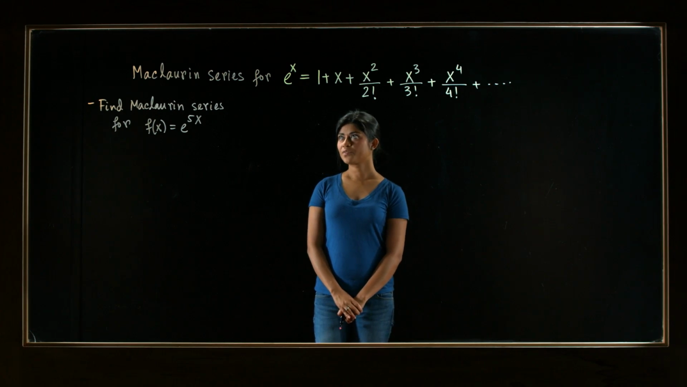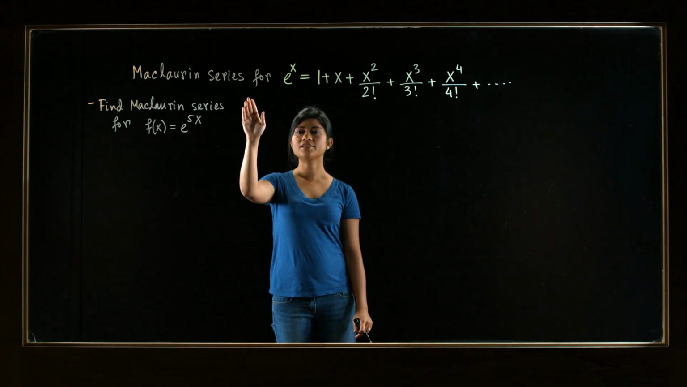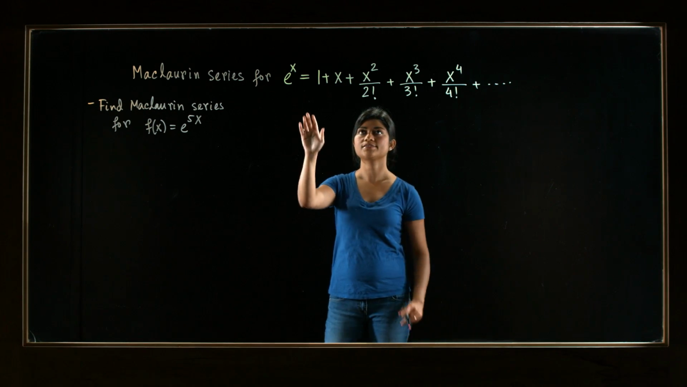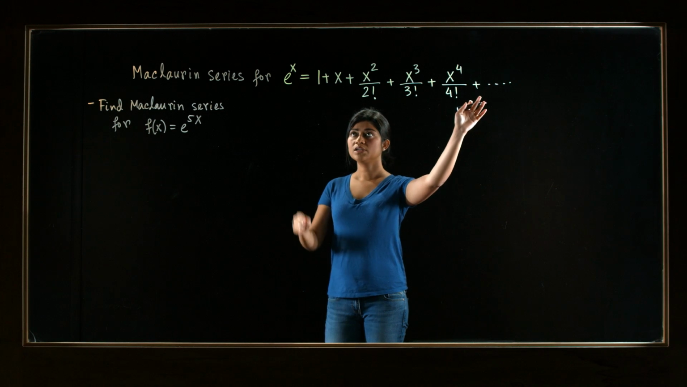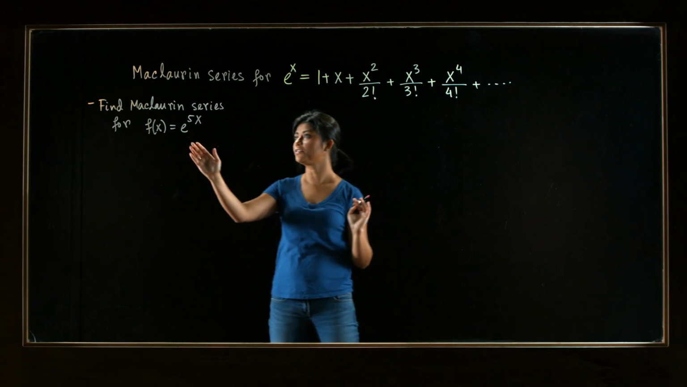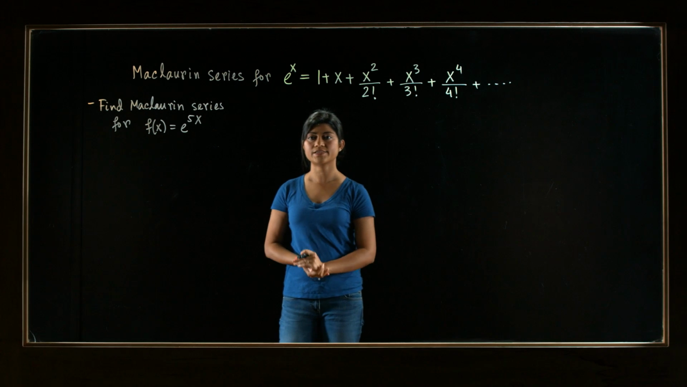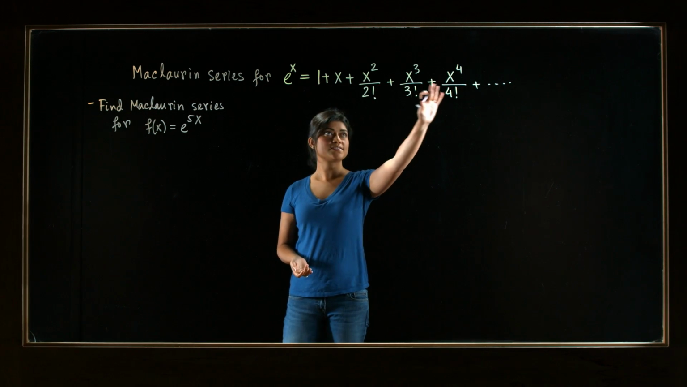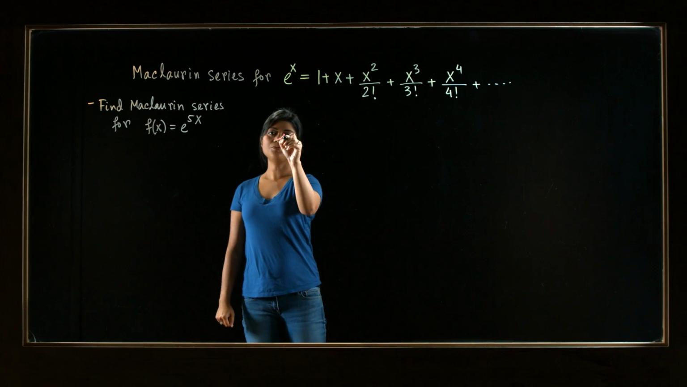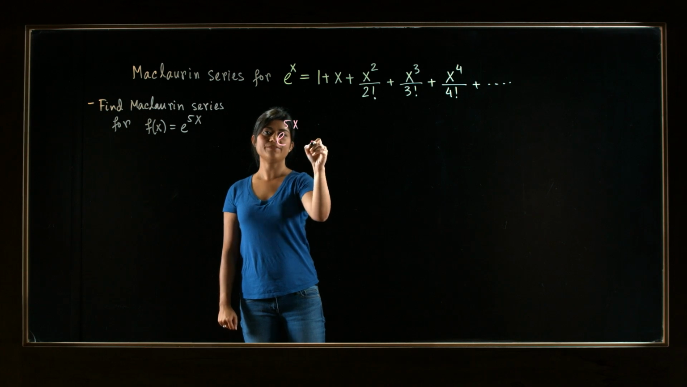In this problem, we are given the Maclaurin series for e to the x, and the series is right here. Now, using that, we have to figure out the Maclaurin series for a different function, e to the 5x. So, e to the x is given to us. Now, how do we find the series for e to the 5x?